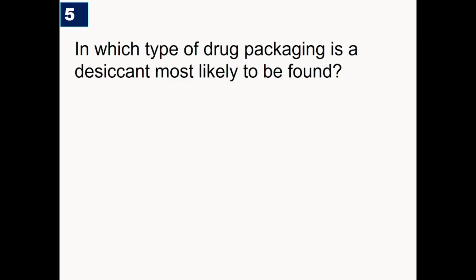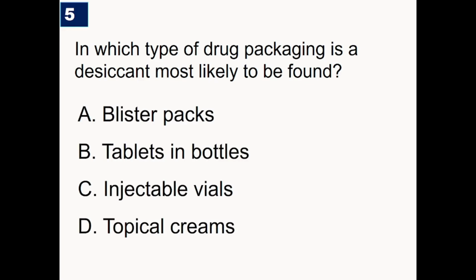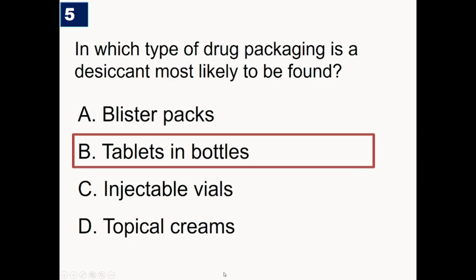Next, in which type of drug packaging is a desiccant most likely to be found? A. Blister packs. B. Tablets in bottles. C. Injectable vials. D. Topical cream. The correct answer is tablets in the bottle. Most tablet bottles contain desiccants, and that helps in preventing absorption of moisture into the tablets.